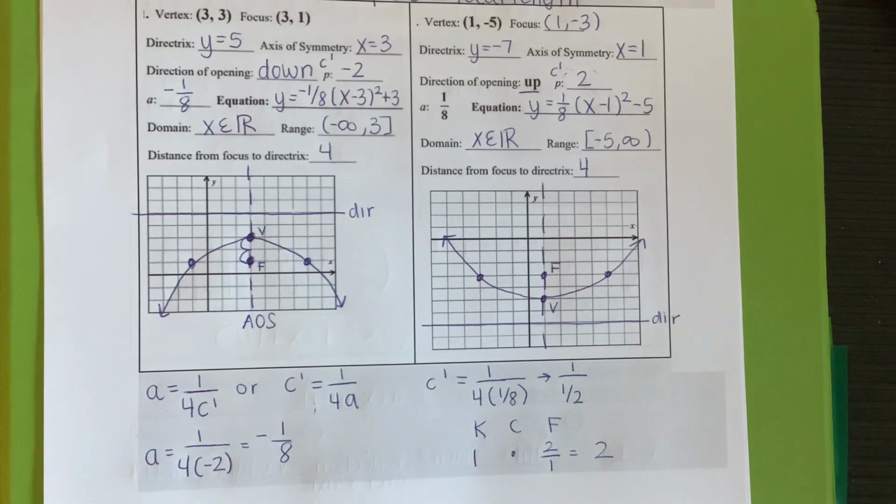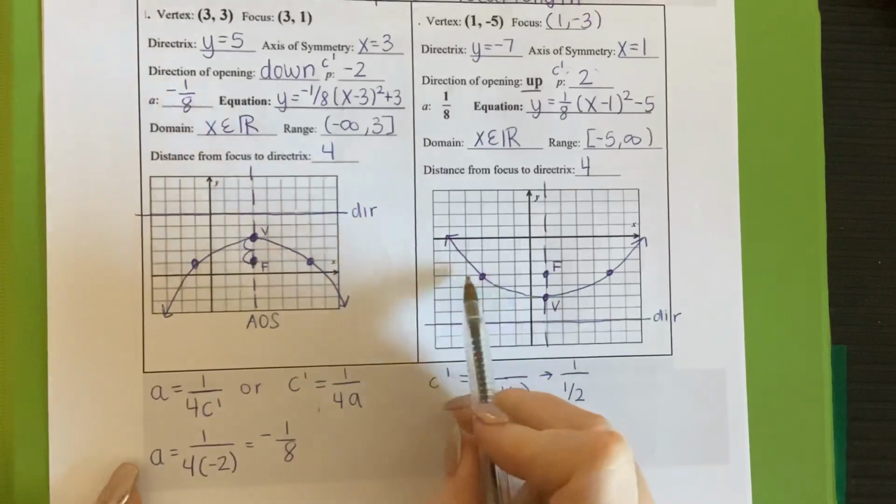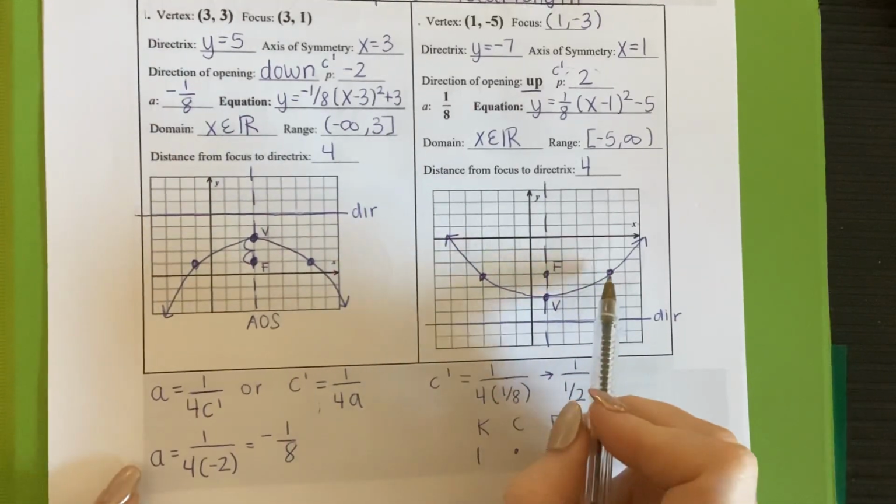I got cut off right there at the end. So you go for this direction, you go for this direction. Those give you locus points, which are on your quadratic.